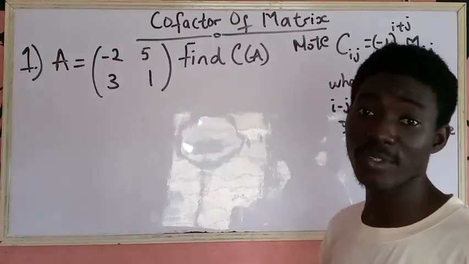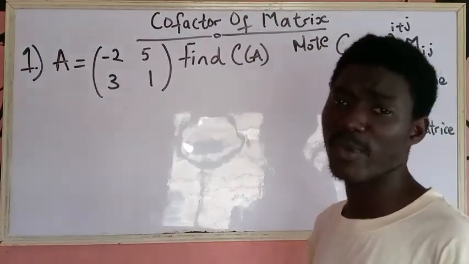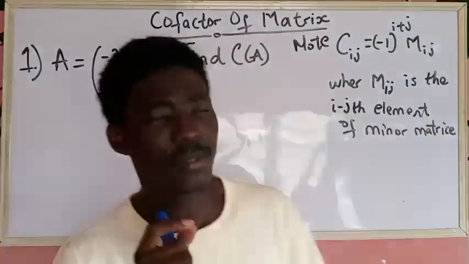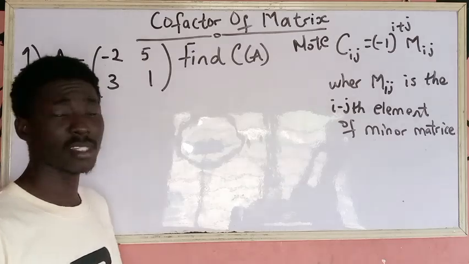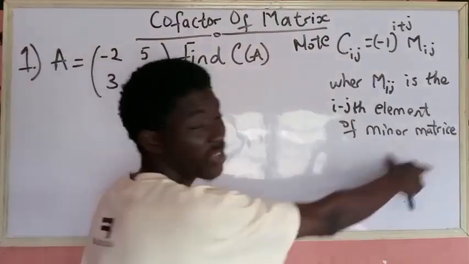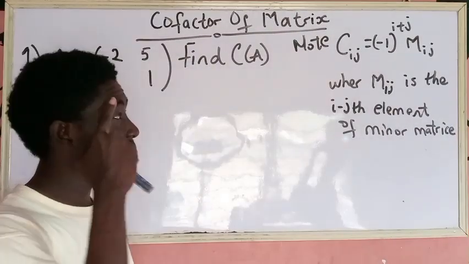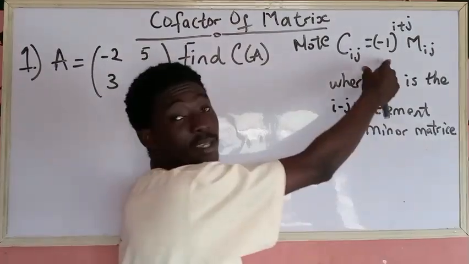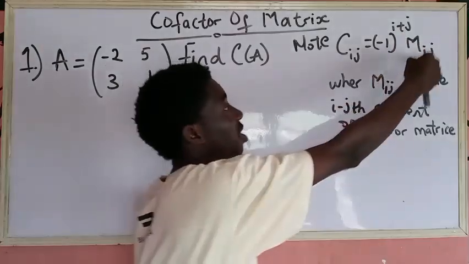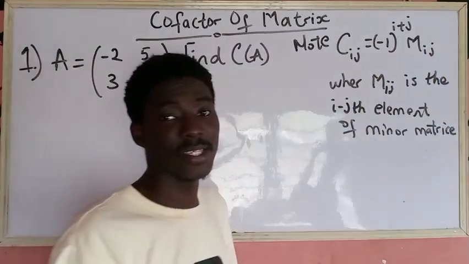We are asked to look for the cofactor of a matrix. And how would you find the cofactor of a matrix? There's a particular step you need to follow. Before looking for the cofactor, you check out the minor of the matrix. Now the element in the cofactor matrix is defined as minus 1 raised to power i plus j times the element of the minor matrix.